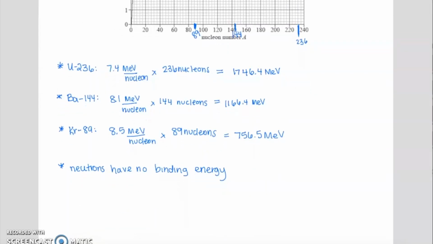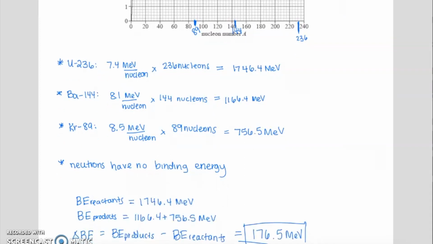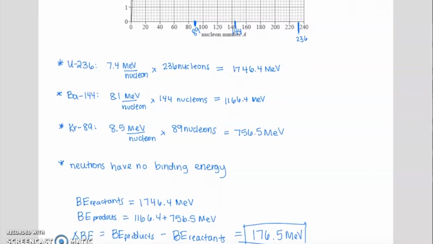So to find the energy released, I'm going to need to find the binding energy of my reactants, the binding energy of my products, and I'm going to look for the change in binding energy between the reactants and the products in order to find the energy released. And I get that there would be 176.5 mega electron volts of energy released in this reaction.